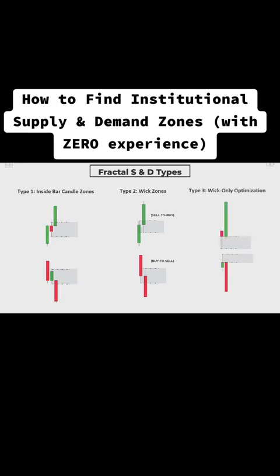Type 3. Wick-only optimization. This one's for traders who want maximum precision. Sometimes a pivot zone is just too large. The full candle might give you a massive zone that's hard to manage.